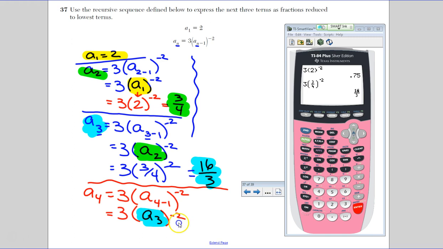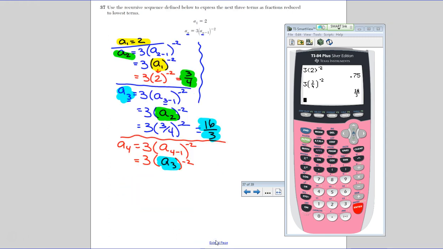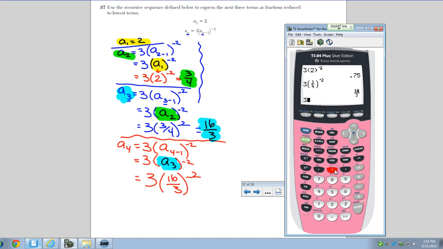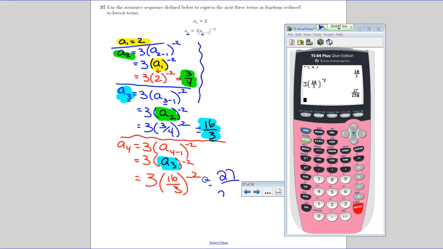I'll extend the page. All right, and filling that in, I get 27/256. And these will be in lowest terms if the calculator is computing it. So there are your next 3 terms.